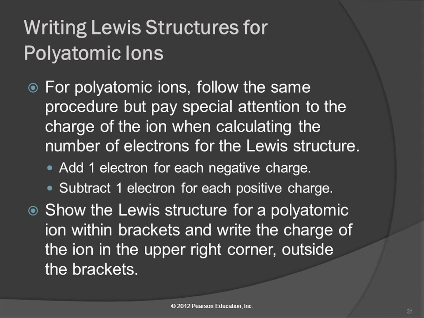So what about when we have polyatomic ions? We're going to follow the same procedure. We just have to be concerned about the charges. So if there's a -1 charge, you add 1 electron. -2 charge, you would add 2 electrons. If it's a positive charge, you have to subtract electrons. And then just like we did with the monatomic ions, we're going to put brackets and write the charge on the outside, except in Mastering Chemistry.